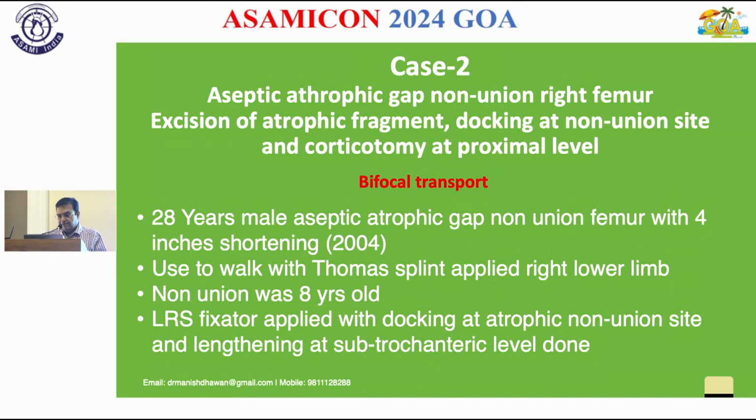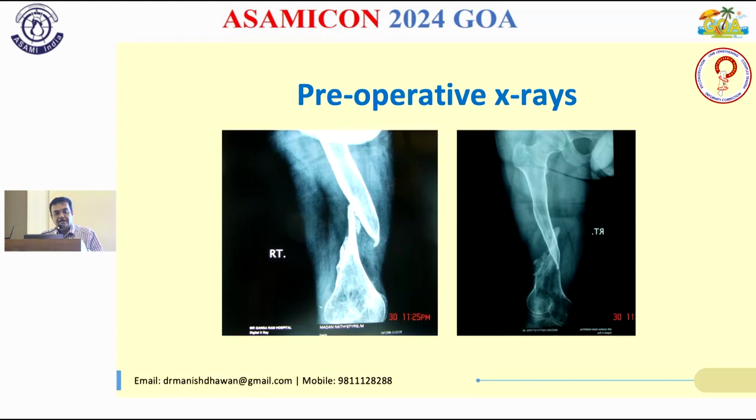Case number 2, this is an aseptic atrophic gap non-union of the femur. Excision of the atrophic fragment was done, with docking at the non-union site and corticotomy at the proximal level. This is a bifocal transport by LRS in a 28-year-old male. Now you see this gentleman is one of my early cases. This is the first case. He stays in Nepal, and this is the X-ray. He used to walk on a Thomas splint. He went to 3 hospitals, nobody touched him. This picture is from 2007.